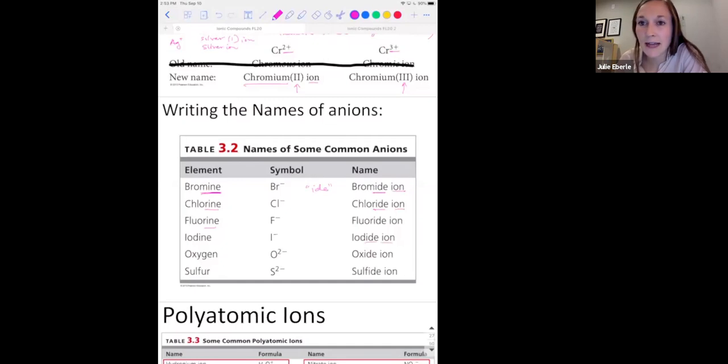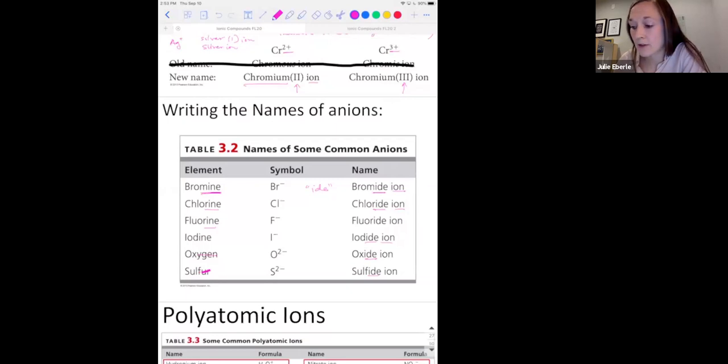Now, where it's slightly different, but still the same concept, is with oxygen and sulfur. They don't end in INE, but you still take the last part of their name and you change it to IDE: oxide and sulfide. Okay. Questions on that?